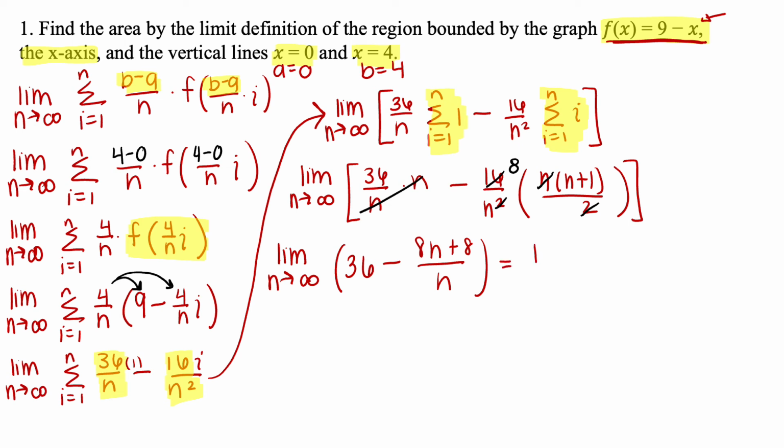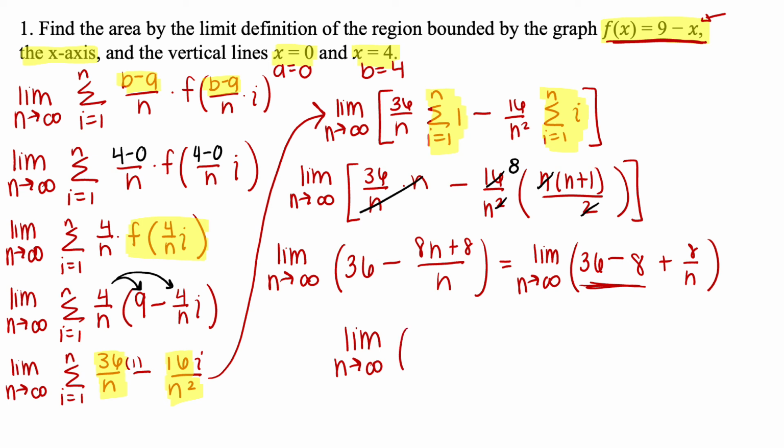So if we write this as the limit as n goes to infinity, this would stay 36 minus, if we split up this fraction, 8n over n just turns into 8 plus 8 over n. So when we actually go to take that limit, let's first simplify this 36 minus 8. So we're taking the limit as n goes to infinity of 36 minus 8, which is just 28 plus 8 over n. When you plug in your limit, you have 28 plus 8 over infinity, which goes to 0.